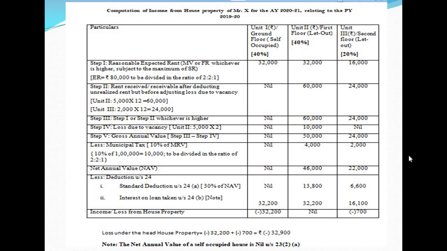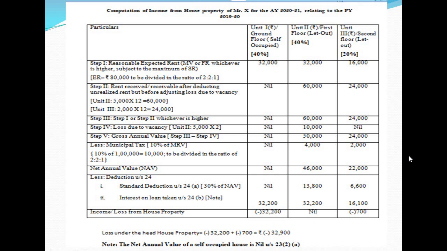Then step 3, you have to compare between step 1 and step 2, whichever is higher. So in the case of the second unit, it will be 60,000, and in the case of the third unit, it will be 24,000. Remember, you have to keep this in mind: for the self-occupied house, the net annual value is nil. So we need not do anything under step 3, step 4 and step 5. Now let's move on to step 4, the loss due to vacancy.